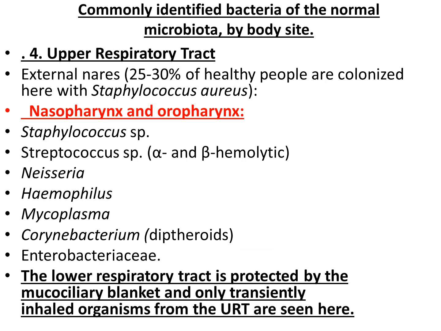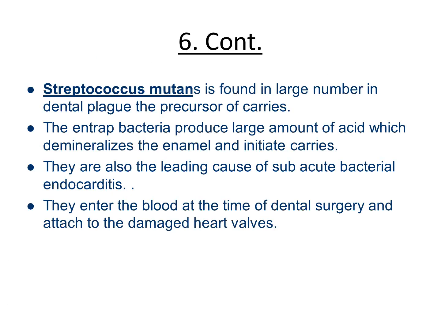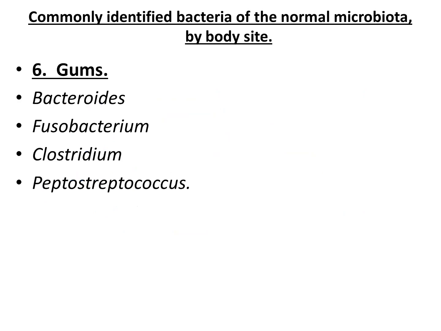The lower respiratory tract is protected by the mucociliary blanket, and only transit inhaled organisms from the upper respiratory tract are received here. In the mouth, a lot of anaerobes are also found in the gums, like Streptococcus species, virulent Streptococci, Neisseria species, diphtheroid Corynebacteria, Staphylococcus aureus, epidermidis, Lactobacilli, Mycoplasma, and Spirochetes. Streptococcus mutans is found in large numbers in dental plaque as a precursor of caries. These bacteria produce large amounts of acids, which demineralize the enamel and initiate caries.